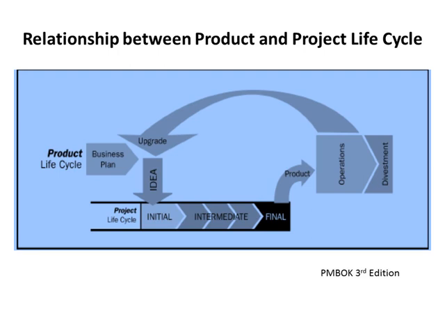This diagram has been taken from PMBOK 3rd edition. As you see, project life cycle consists of 3 phases here: initial, intermediate, final. While product life cycle also include business plan, overseeing of operation, and any upgrade required. So, the project life cycle, as you see, is a part of product life cycle.